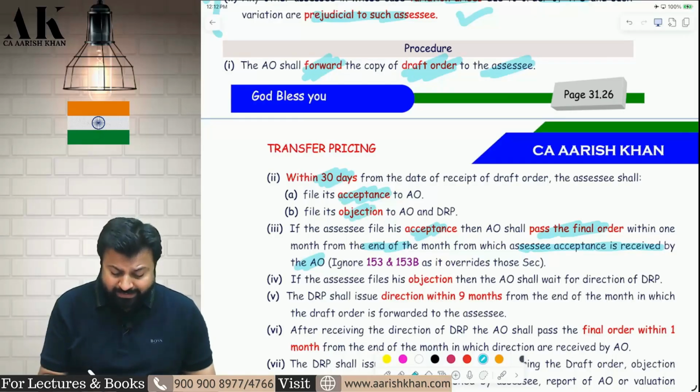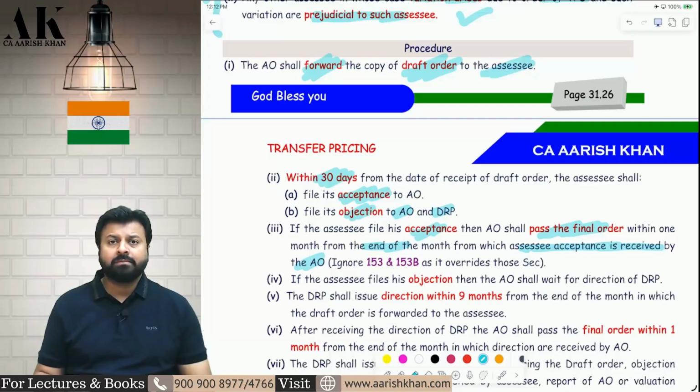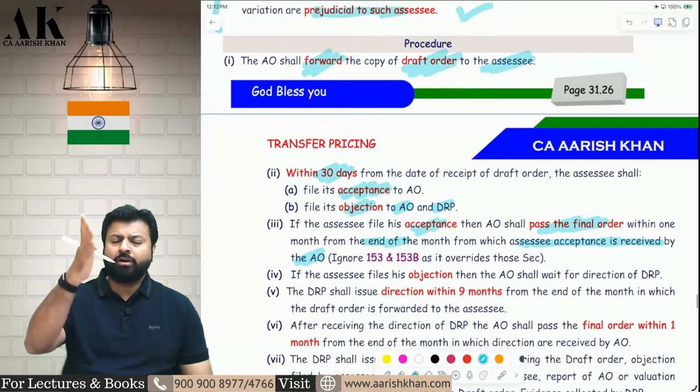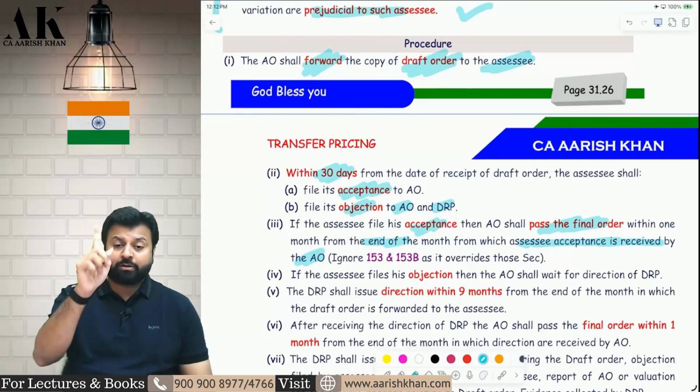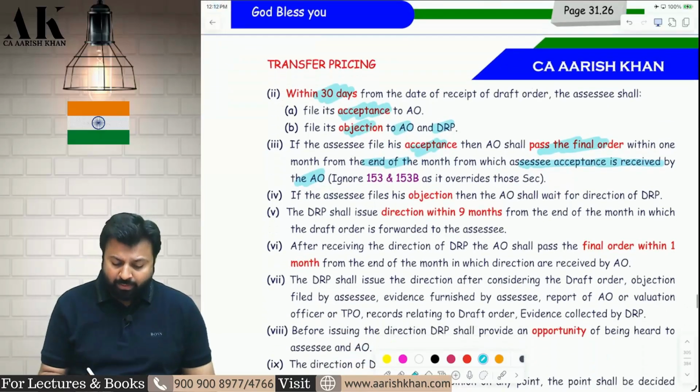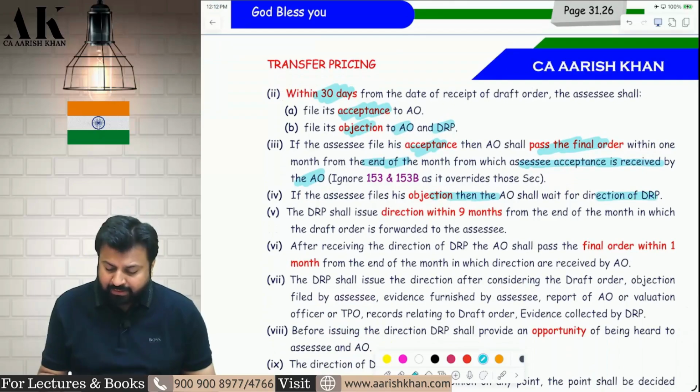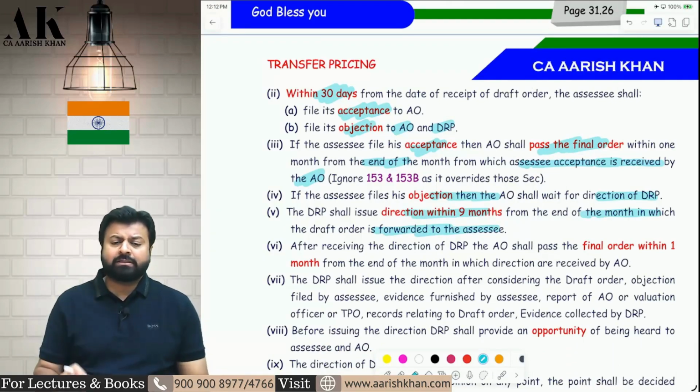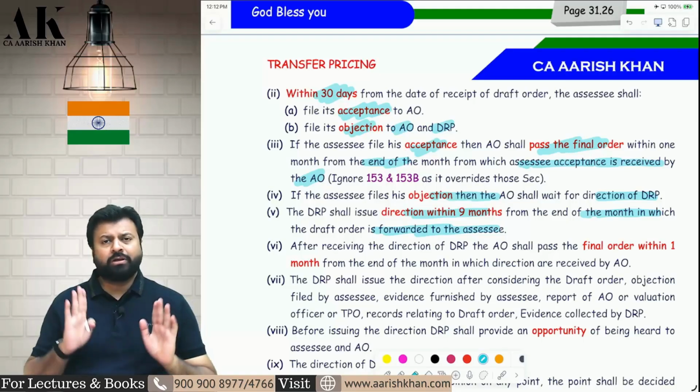Then you have to file an objection to the AO and DRP, saying that I don't accept this draft order, I will object to DRP. Then the AO has to wait for the direction of DRP, and the DRP will pass the direction within 9 months from the end of the month in which the draft order is forwarded to the assessee. So it's very simple.